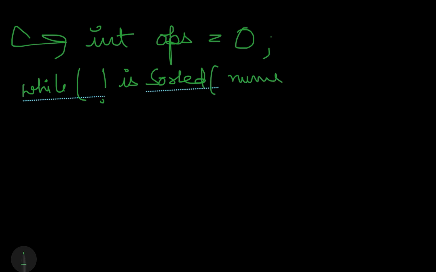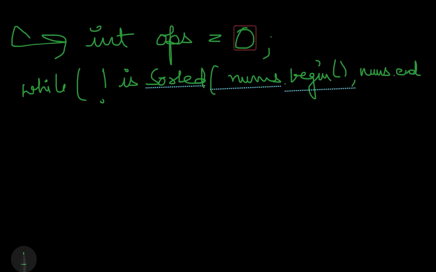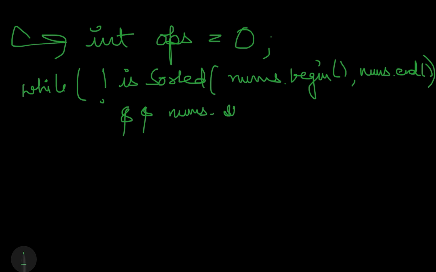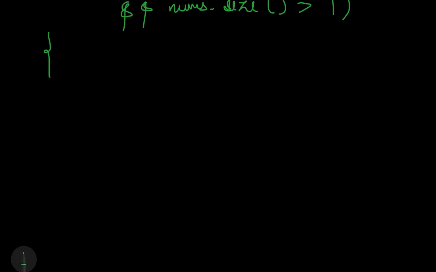So if it is not sorted, then only we'll check nums dot size. Okay. And if the size of the nums array is 1, then also it will be sorted, because one element will always be sorted. If it is not sorted, then only we'll need to check the number of operations needed to sort it. Okay, if size is greater than 1, then only we'll check for the number of operations.